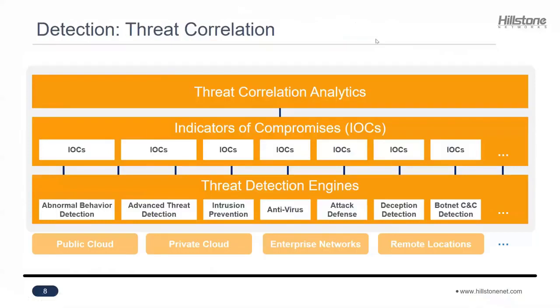Actually, this page just re-illustrates what I just said. The basic architecture of this BDS appliance includes, at the bottom, multiple detection engines like abnormal behavior, which is today the popular term called UEBA, and advanced threat detection, which is our malware family analysis based upon millions of samples and machine learning mechanism. Intrusion prevention, which is the IDS, a legacy detection engine. AV, antivirus.